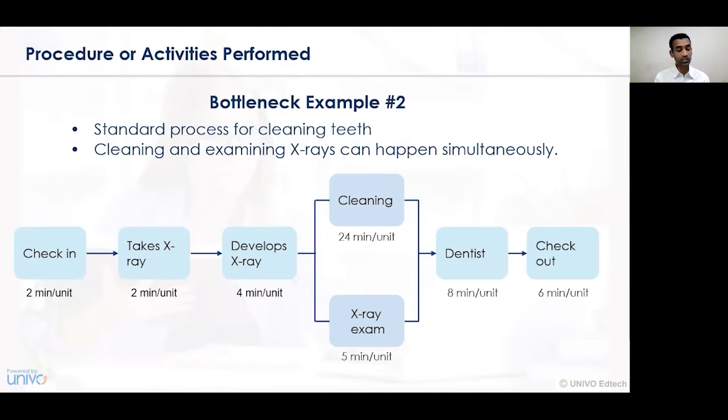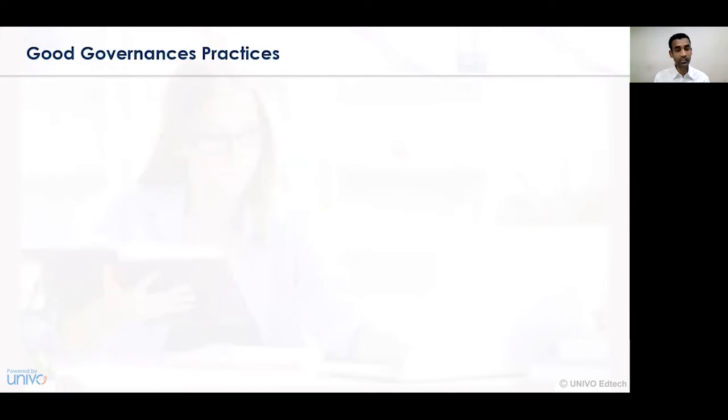So here the consideration is 2 minutes, 2 minutes, 4 minutes, 5 minutes, 8 minutes, and 6 minutes as the series of activities as per the time plan. But developing an X-ray and taking a decision on cleaning the teeth or X-ray examination is part of a bottleneck. If a particular X-ray is developed in a very effective way, or if the machine gives you certain results in a specific time period, then you can say that the bottleneck has either been created or not been created. So these are the various processes or activities that can be undertaken in order to identify the bottleneck.